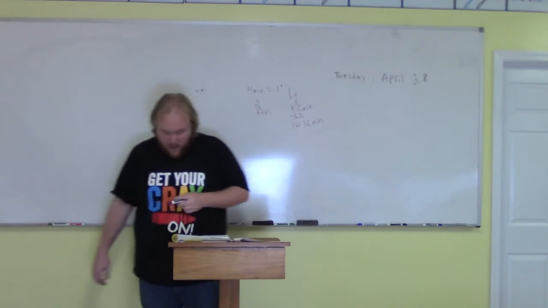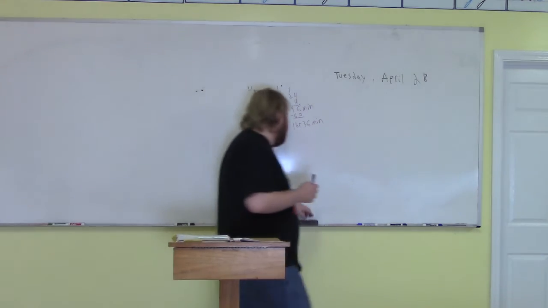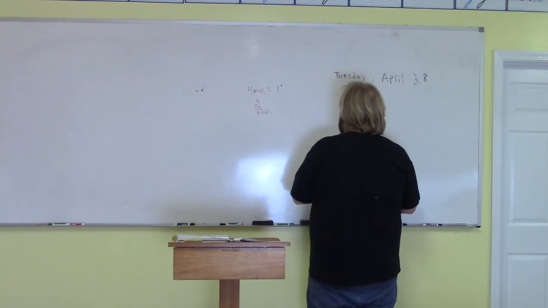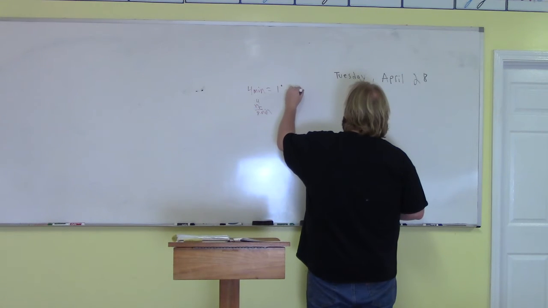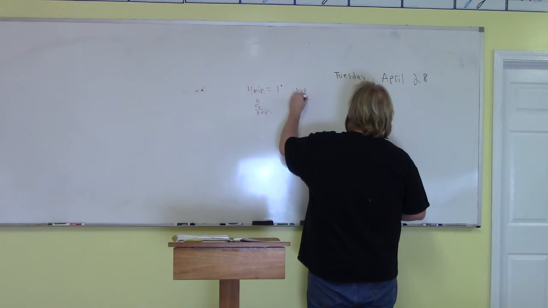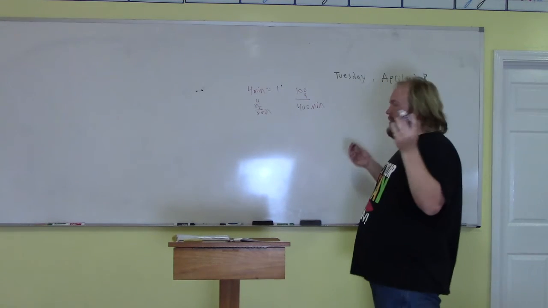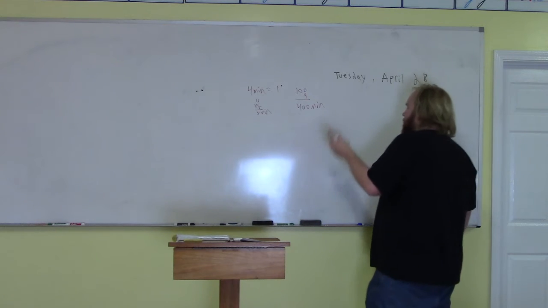Let's work another one. How about 100 degrees? How many minutes would 100 degrees take? Well, we use our formula. 4 minutes per degree, so 400 minutes, but we got to reduce that. So we know it's 60 minutes per hour. How many times can 60 go into 400?